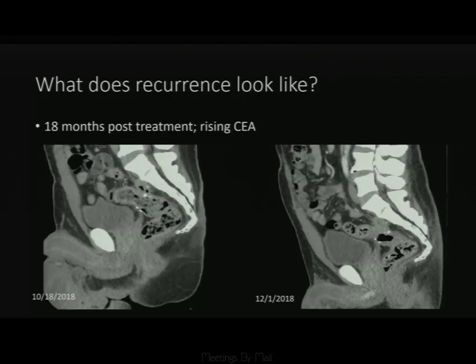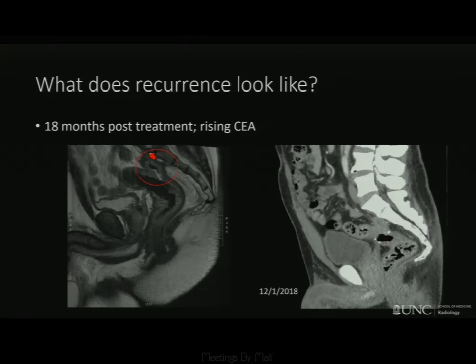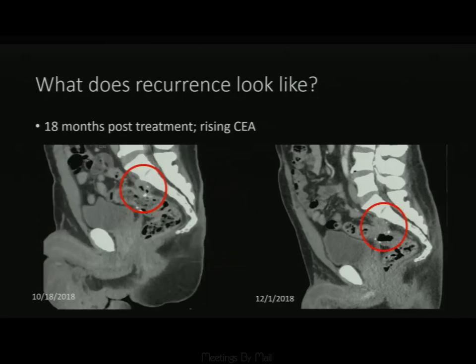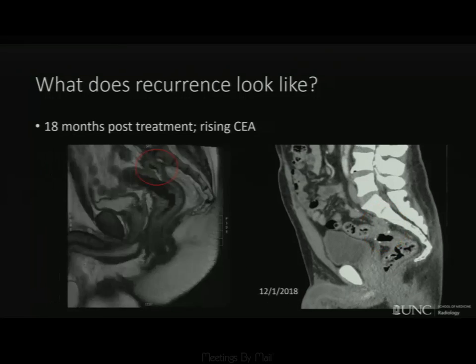So here we have a patient, they're 18 months post-treatment with a rising CEA, and if you look closely, this patient had a known presacral fistula, but over time we see increasing density within that fistula. They received an MRI, which showed, again, soft tissue in that, as well as a PET-CT, because we have both modalities at our disposal, and this was a biopsy-proven recurrence. So it can be subtle on CT, but you can distinguish it.